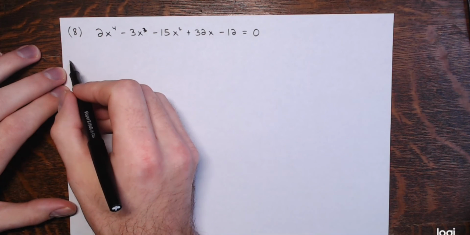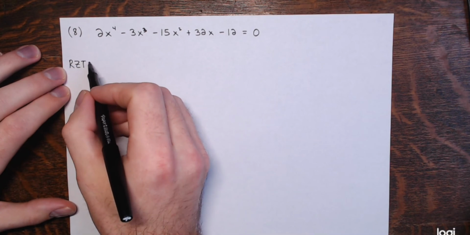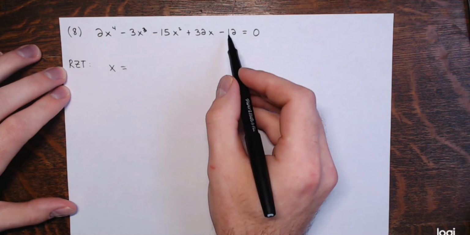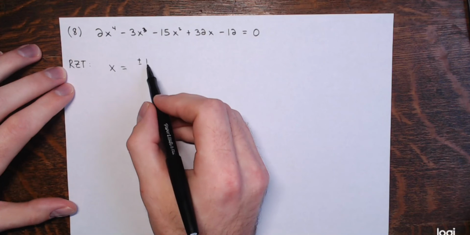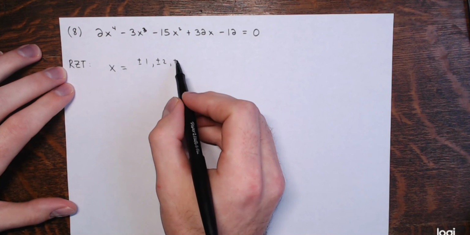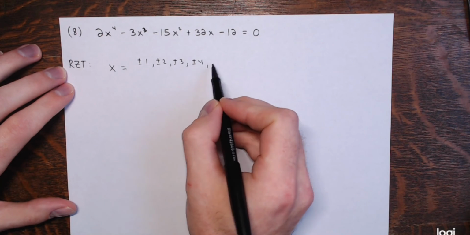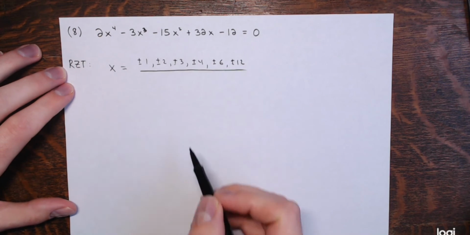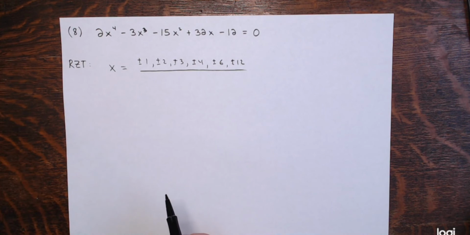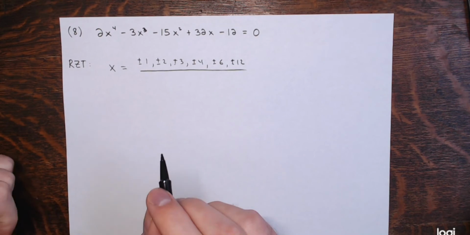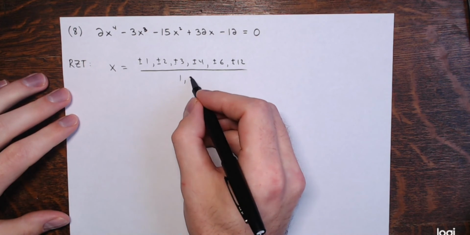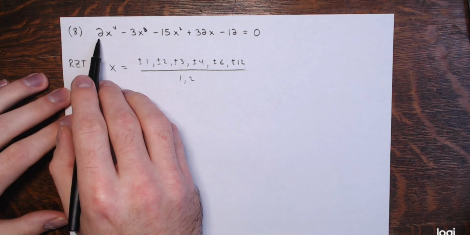by that rational zeros theorem, any rational zero, the numerator's got to be positive or negative 1, positive or negative 2, positive or negative 3, positive or negative 4, 6, and 12, right? All the factors of negative 12. Those are the possible numerators of any rational zero this polynomial might have. Right, and then the denominator's got to be either 1 or 2, right? Factors of the lead coefficient.